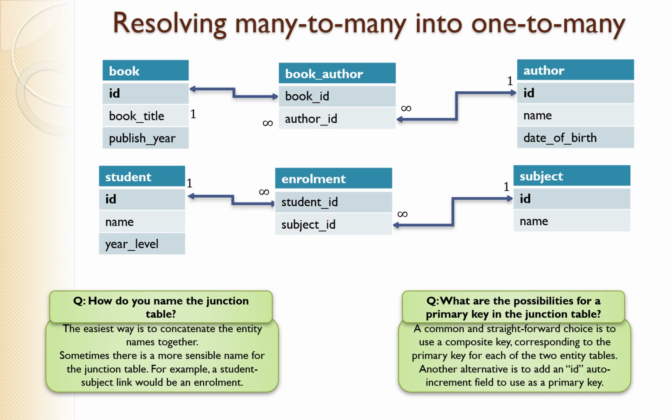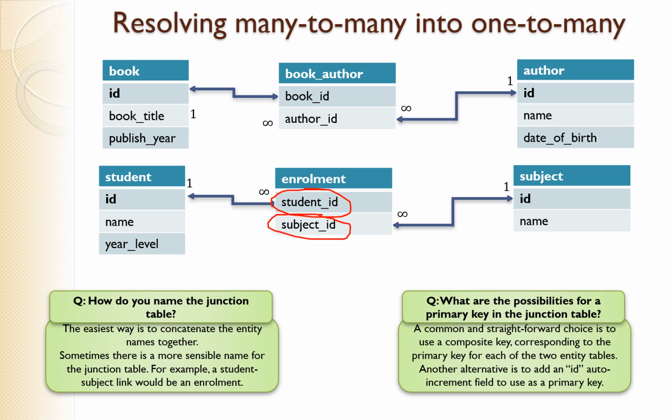Finally, let's consider, what are the possibilities for a primary key in the junction table? A common and straightforward approach is to just use a composite key corresponding to the primary key for each of the 2 entity tables. In other words, student ID and subject ID together will be the primary key for this table. What that means is that a particular enrollment can only be in here once.